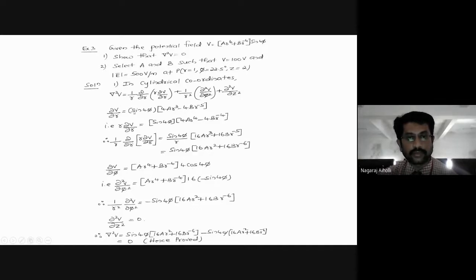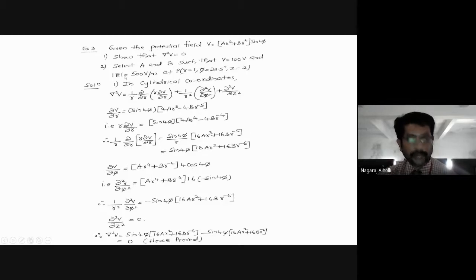Del square V is equal to whatever we have got, 1 upon r dou by dou r of r dou V by dou r plus 1 upon r square dou square V by dou phi square plus dou square V by dou z square. Once we substitute that, del square V should be equal to 0. It must be 0. Then only we can prove it. Correct?